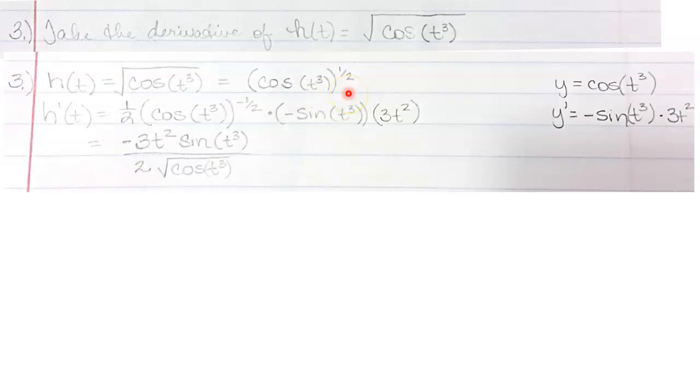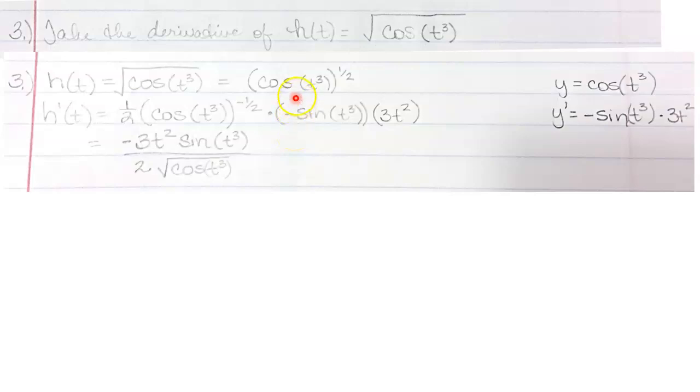All right, so anything to the 1/2 is going to be 1/2 that thing to the negative 1/2 times the derivative of that thing. So if I want to find the derivative of cosine t cubed, let's just come over here and let's work that as an entirely separate problem. So the derivative of cosine anything is negative sine of that thing times the derivative of that thing. So that would give me negative sine t cubed 3t squared. So that's what we've put right here.